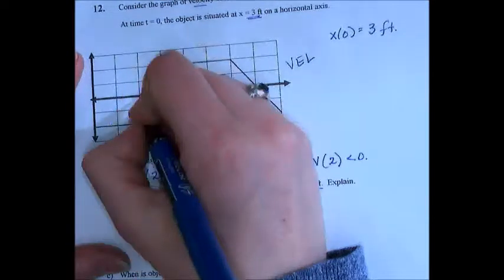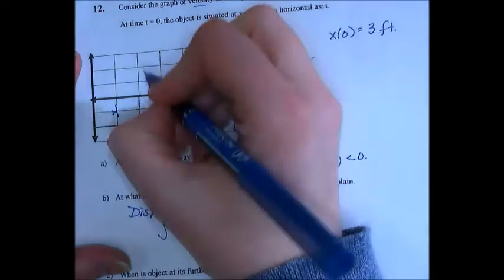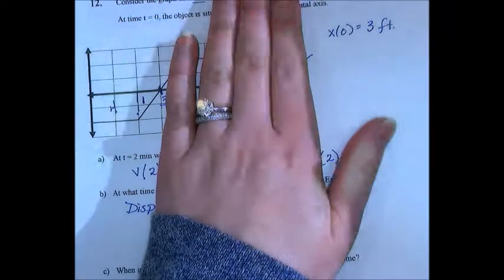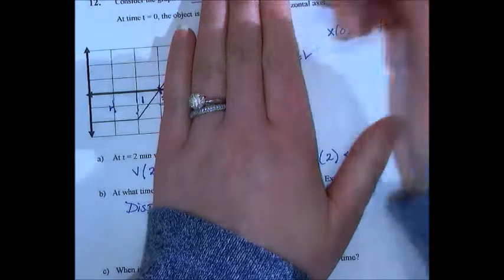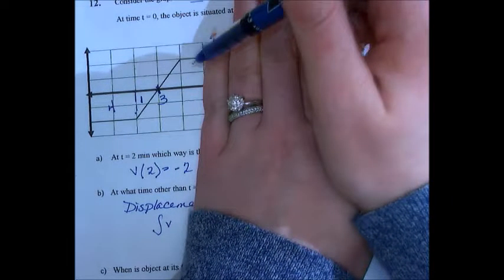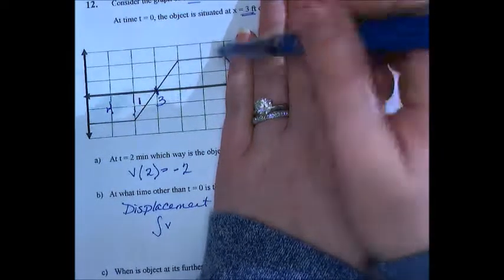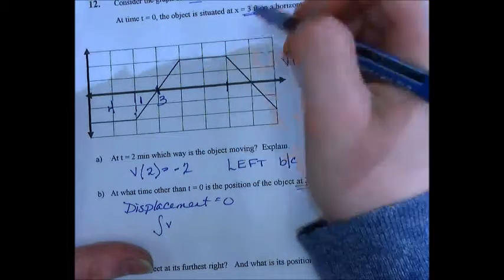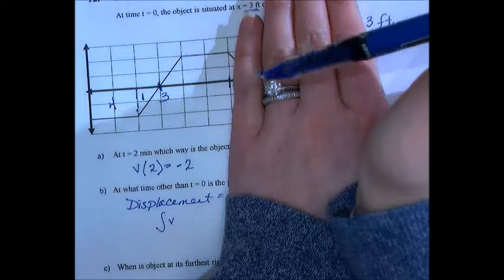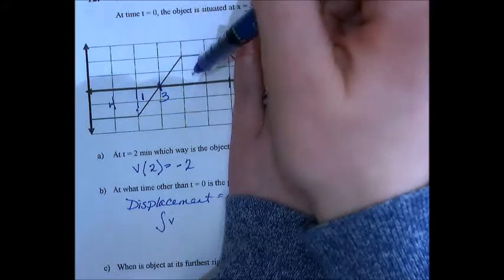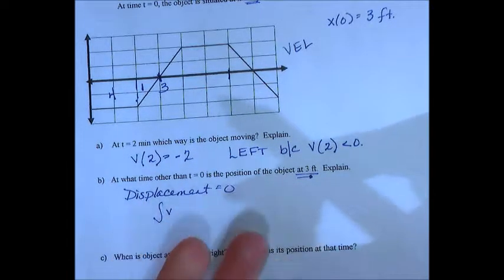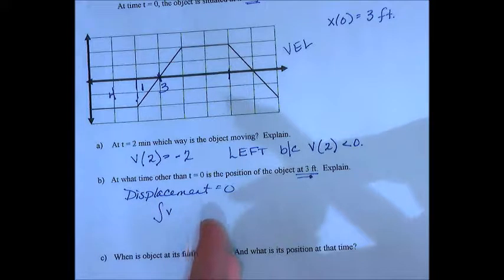If we look at that, let's see if I break this up. This is 4, and this is a unit of 1. So I've moved to the left 5, I don't know what our units are, 5 feet. So now I'm starting to move to the right. Am I back to where I started yet? No. Here? No. Here? Yes. If you look at this right here, you have equal areas above and below the x-axis, so that means that your displacement is going to be 0. If your displacement is 0, that means I started at 3 feet and I'm right back there, okay?